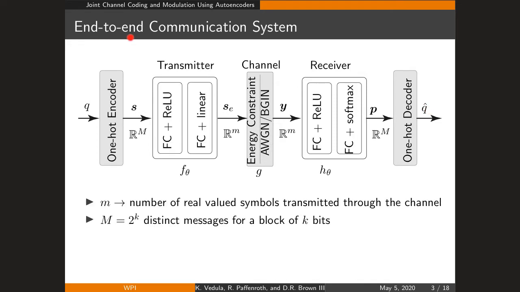Now let's look at a machine learning alternative for the same end-to-end communication system pipeline. From this picture, we can notice that only the transmitter and the receiver parts have changed and nothing else has changed. So the transmitter is replaced by two layers of neural network, one with fully connected plus ReLU and another with fully connected plus linear. And over the receiver side, we have a fully connected plus ReLU and fully connected plus softmax. And other than that, nothing has changed.